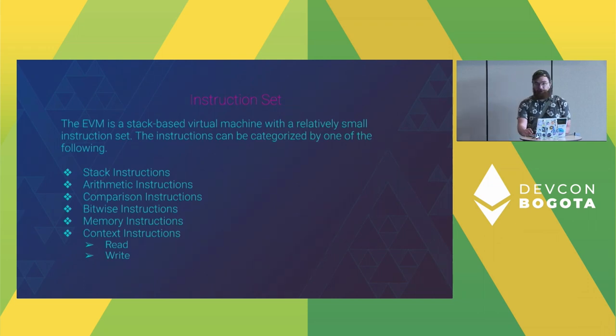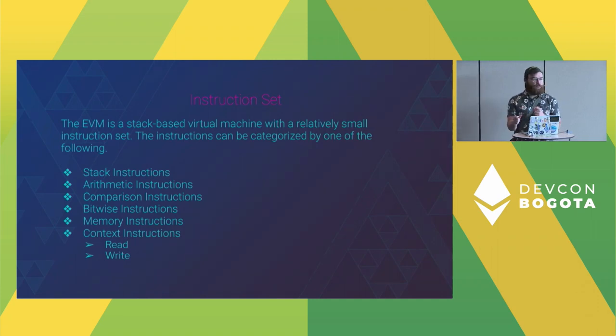First up, we're going to talk about the instruction set. The EVM is a stack-based virtual machine with a relatively small instruction set, and these instructions can be categorized roughly by one of the following. First is stack instructions. These are things that have to do with the stack, the values on the stack, and swapping, duplicating, things like this. Arithmetic instructions are addition, subtraction, pretty basic stuff.